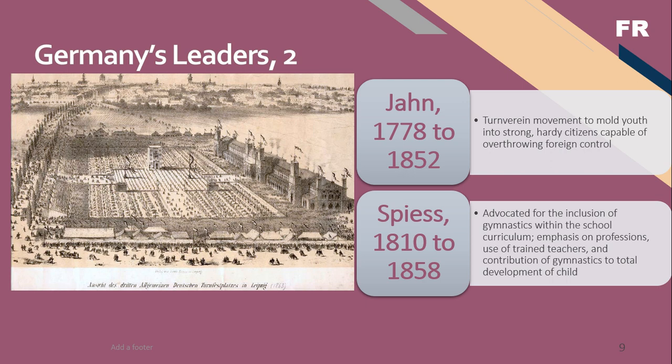Adolf Spiess advocated for the inclusion of gymnastics within the school curriculum. In the 1840s, influenced by the teachings of Gutsmuth and Jahn, Spiess developed a school of gymnastics and persuaded German officials to incorporate gymnastics into schools' curriculum. He believed that schools should be interested in the total growth of the child, which included intellectual and physical development, and that gymnastics should receive the same consideration as other subjects such as math and language.